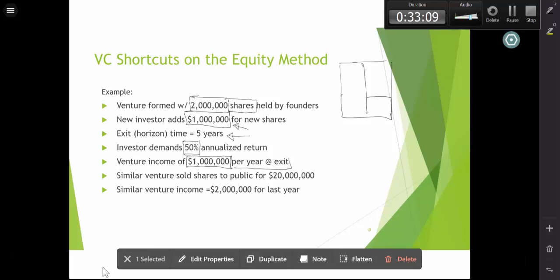And there's a similar venture that sold some shares to the public recently for $20 million. They sold some shares, and the income was $2 million. Now, I don't mind telling you right up front, the reason they give you this is in order for you to be able to work out the price earning ratio. What is the PE here?